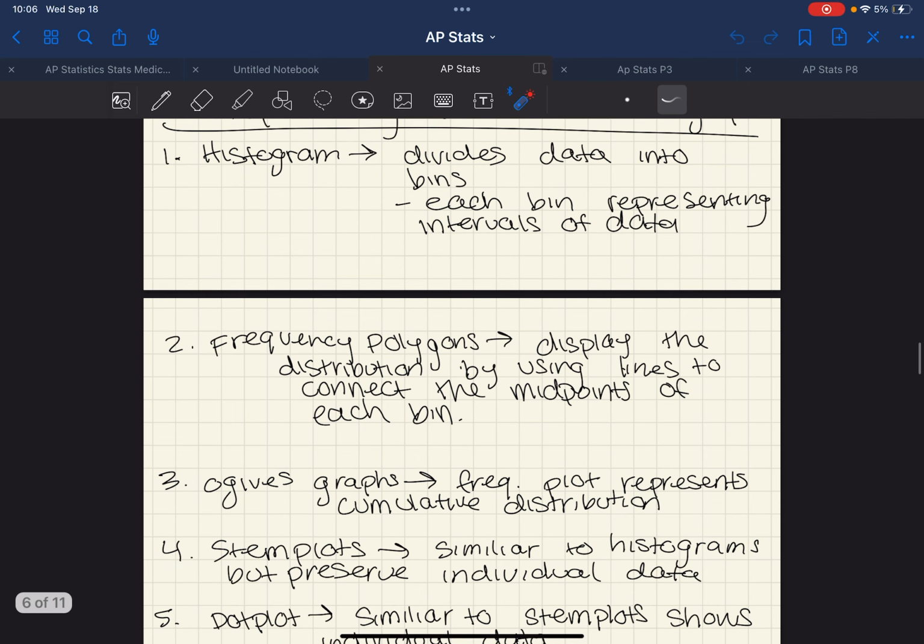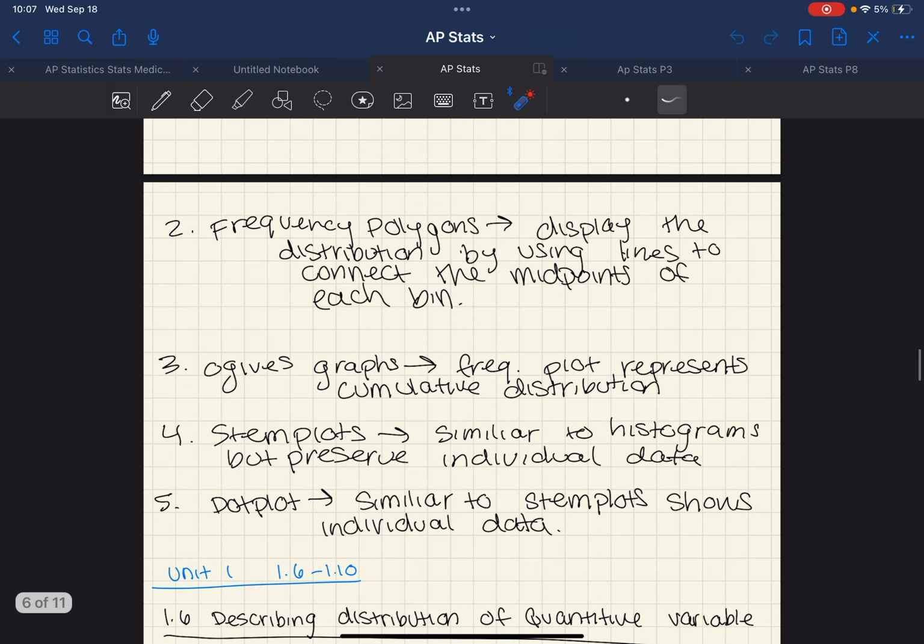One that we didn't get to talk about was frequency polygons. And frequency polygons display the distribution by using lines to connect the midpoints of each bin. So in order to create a frequency polygon, we need a histogram. And once we have the histogram, we find the midpoints of each of those intervals and then connect them to create a trend line. Then we have the ogive graph, which is a frequency plot that represents cumulative distribution. So this one's a good one if we want to look at the entire set of data.